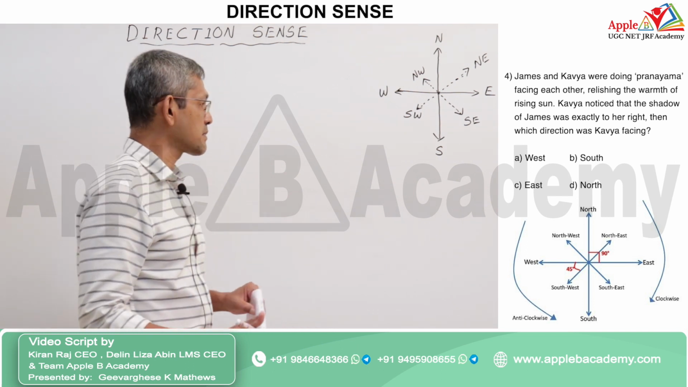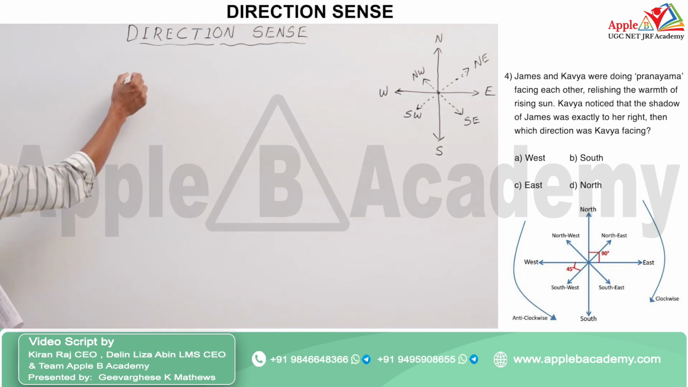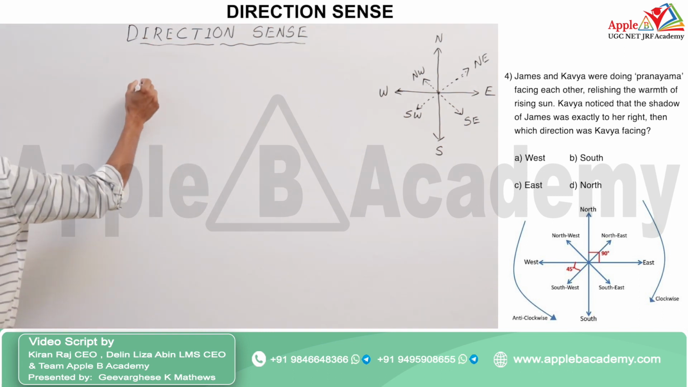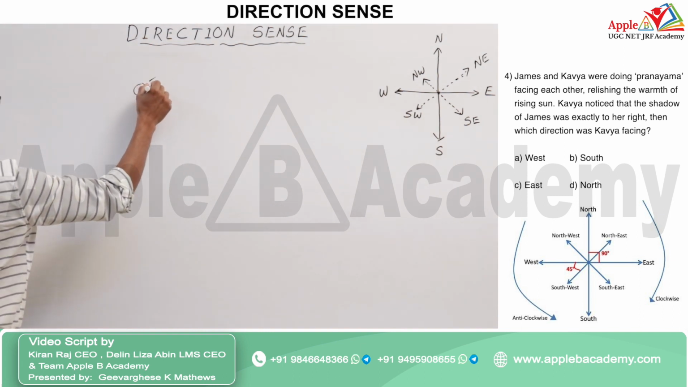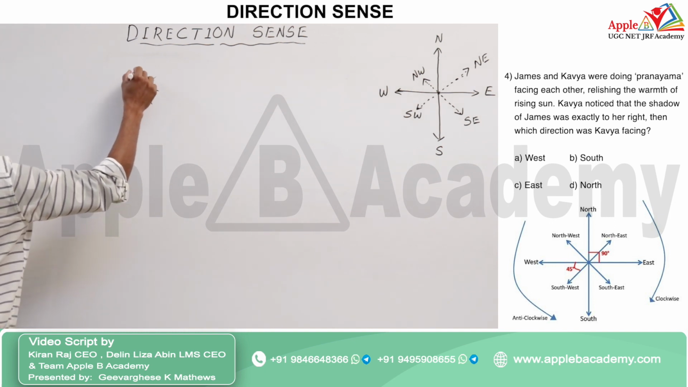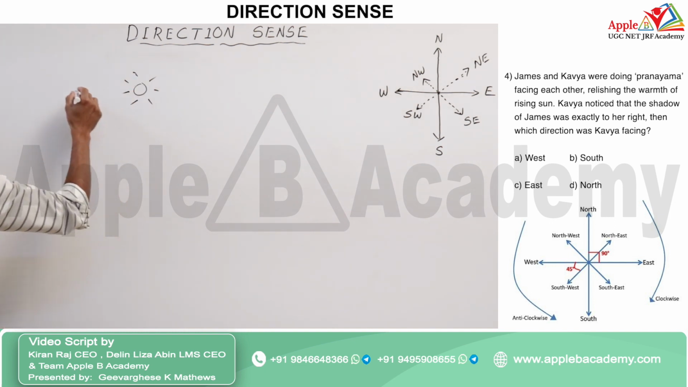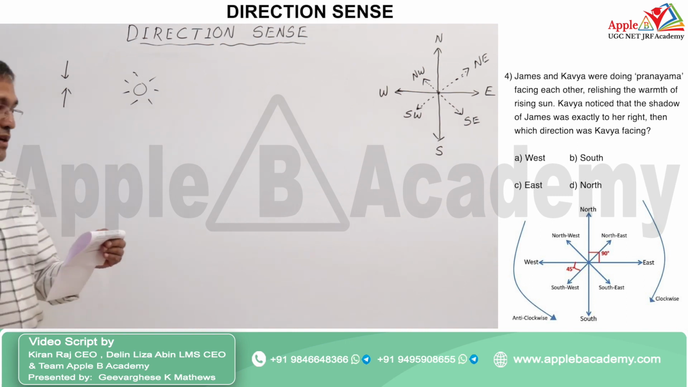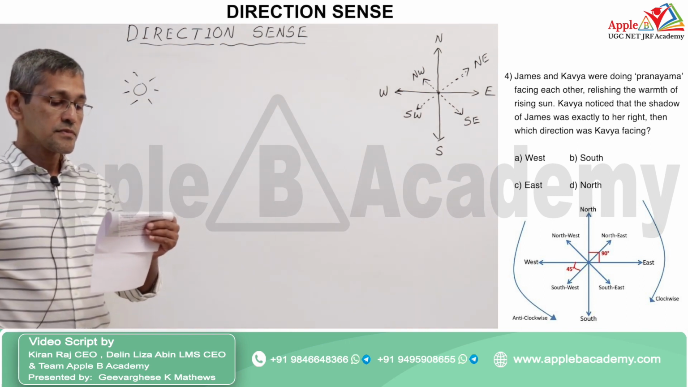So it's morning time. Where is the sun? Sun must be at the east. So this is the east according to the directions. This is east and sun is right here at the east. And we have James and Kavya here. So one is James and the other one is Kavya. We have no idea which is James and which is Kavya. We'll mark it. And they are facing each other.